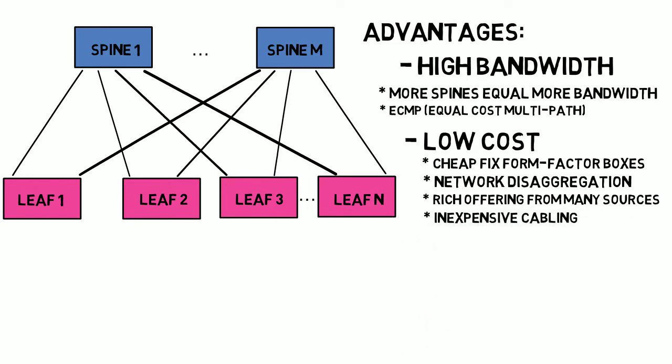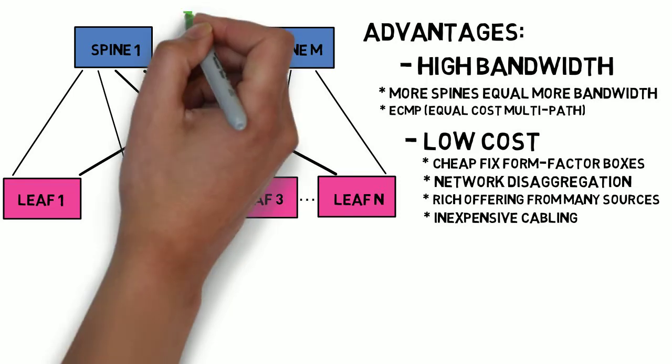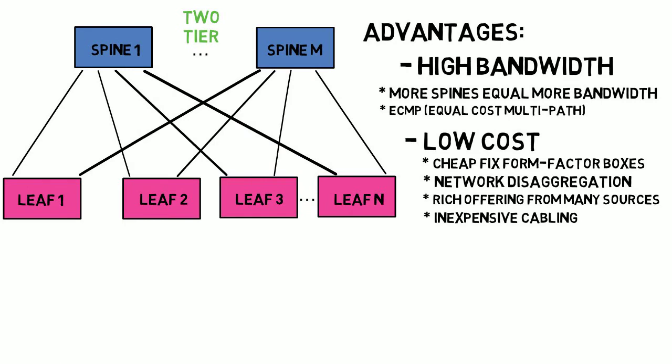This is the primary characteristic of a Clos topology. This is called a two-tier Clos topology. You've got a series of leaves, a series of spines. The leaves are connected to every spine, and the traffic between any two leaves can use any of the spines that are there to reach the leaf.